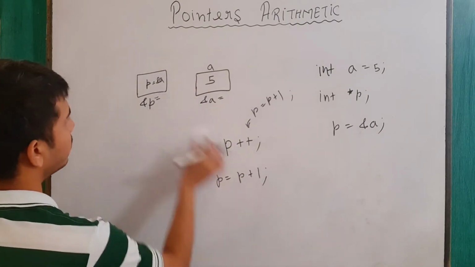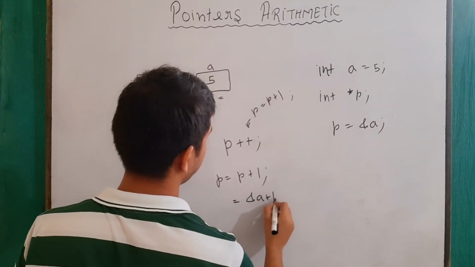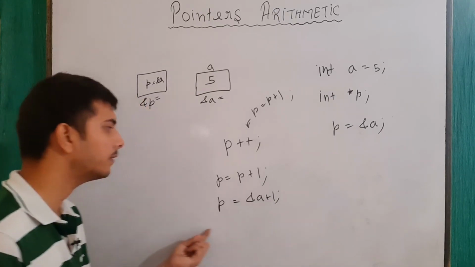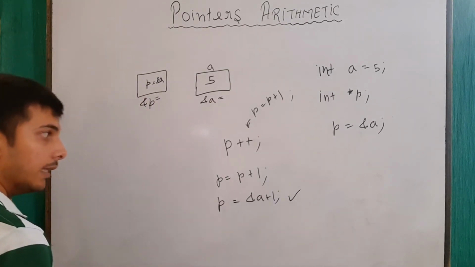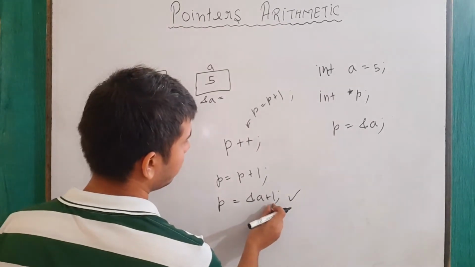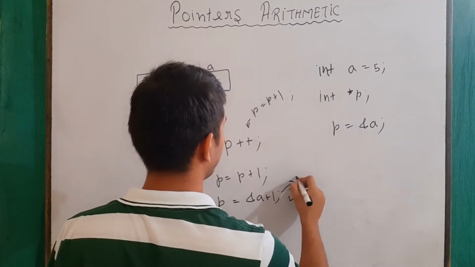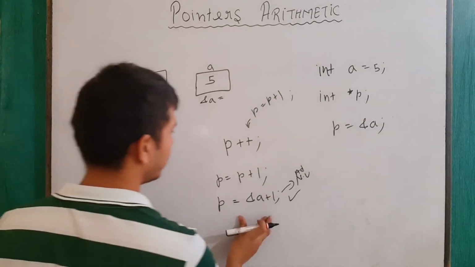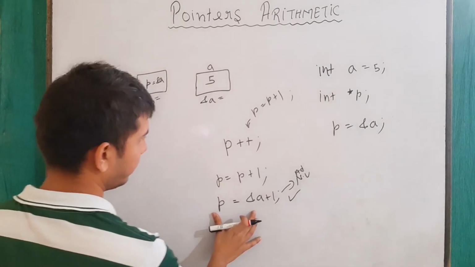Right now p is holding the address of a normal variable. So, is it a valid statement? Yes, it is valid, because we have seen before that after addition with a value, the address of a normal variable will give us another address of a normal variable. And since p is a single pointer, it can hold the address. So this is a valid statement.